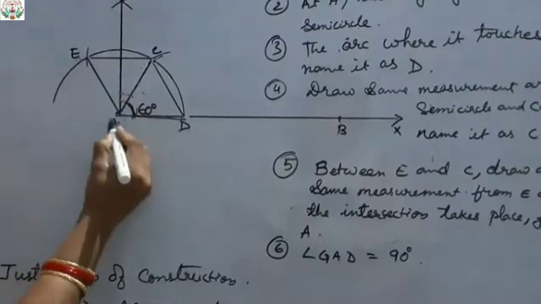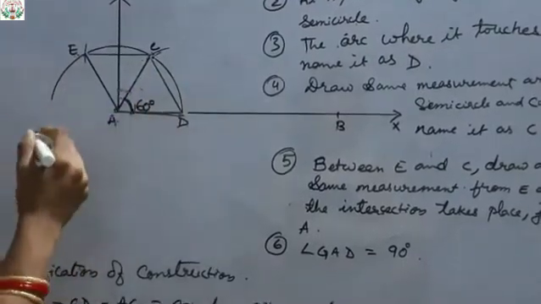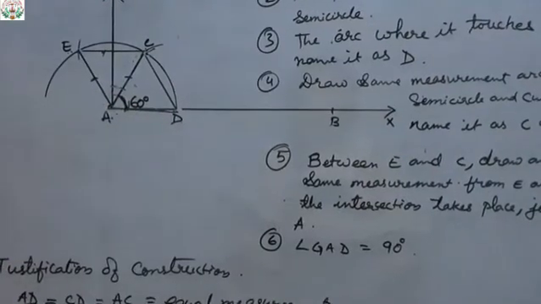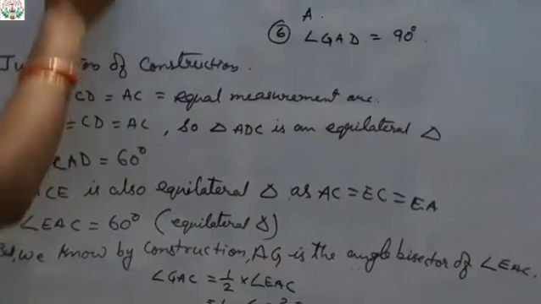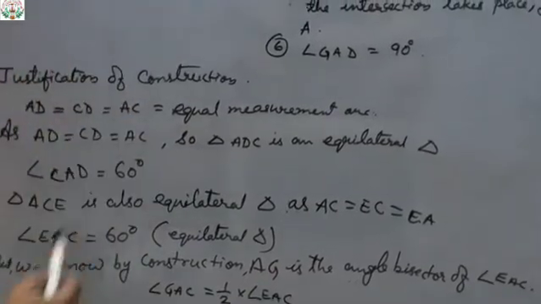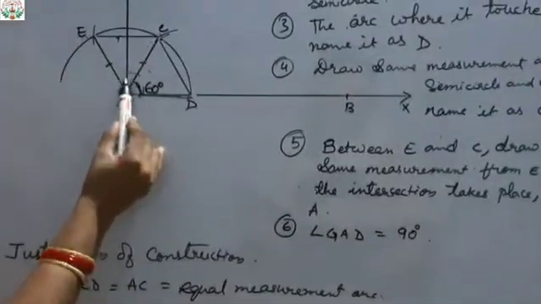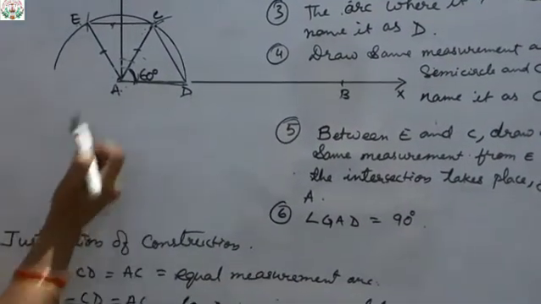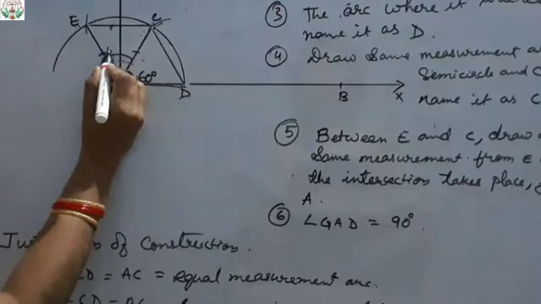Then this triangle EAC is also an equilateral triangle because this is equal to this. As these are all equal, this angle also will be 60 degree. Equilateral triangle means all angles are of 60 degree. So this is also 60 degree.